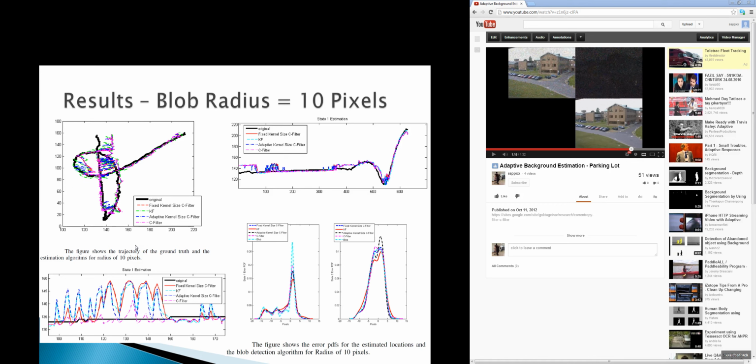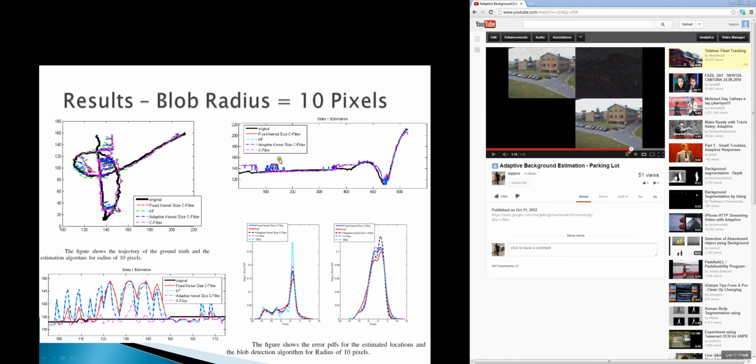Here on the top left, the figure shows the trajectory of the ground truth and the estimation algorithms for a radius of 10 pixels. Also on the right, I will show the state 1, which is the x-axis, and the performance of the original hand labeled truth and the estimations. On the bottom left, I show a zoomed in version.